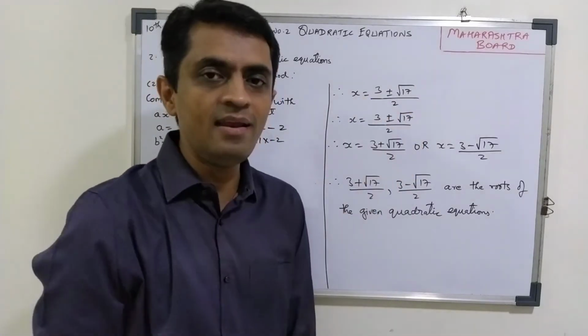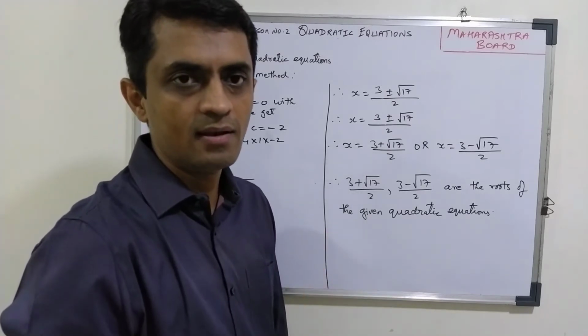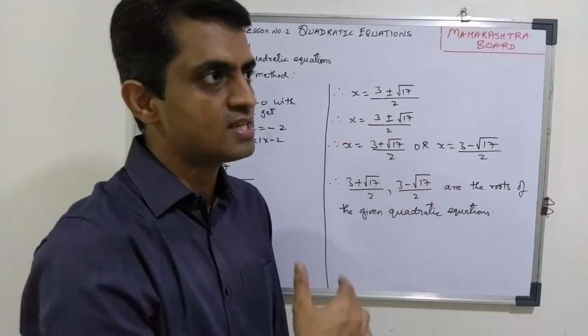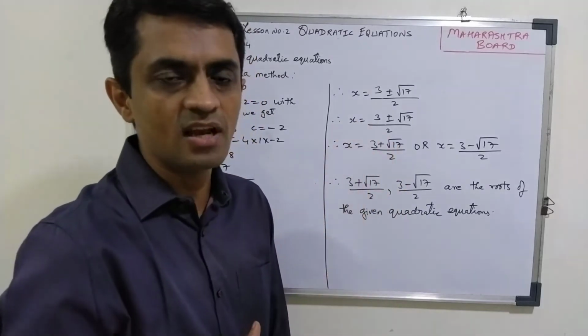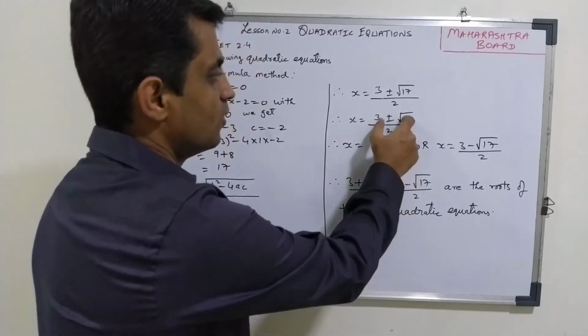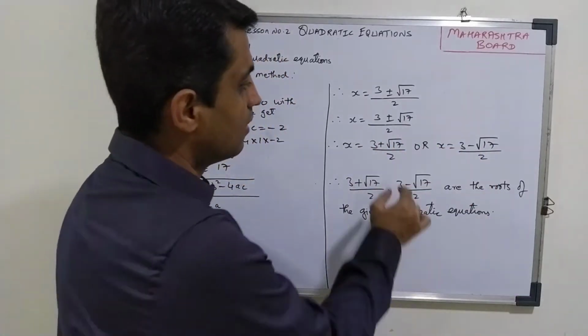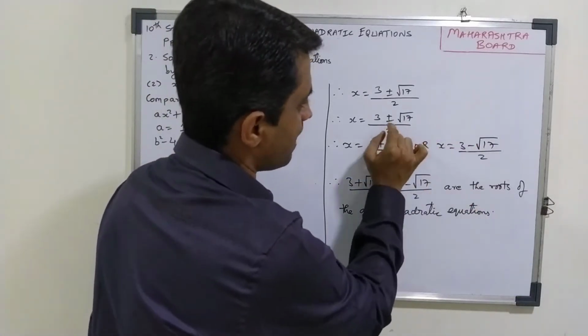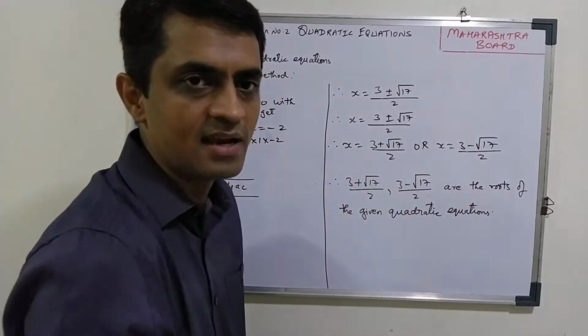Now root 17 is an irrational number. There are no roots of root 17. As we had done in a previous sum, root 16, the root was 4. But in this sum, root 17 is an irrational number. Roots are not possible, so you will keep it as it is. But you will bifurcate the two answers into two parts. One is plus and the other is minus, because always the answer is in the form of plus and minus. So the middle sign will change.